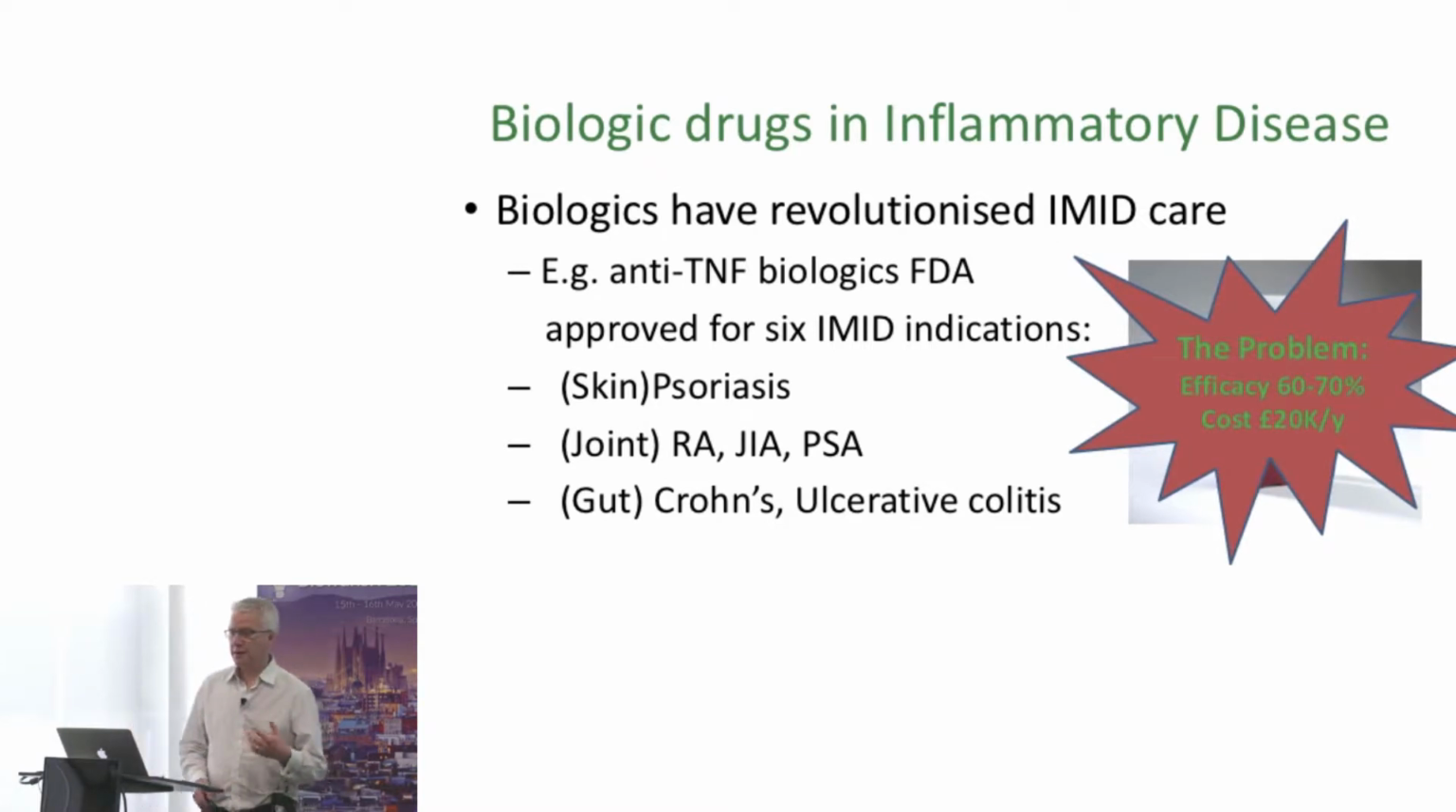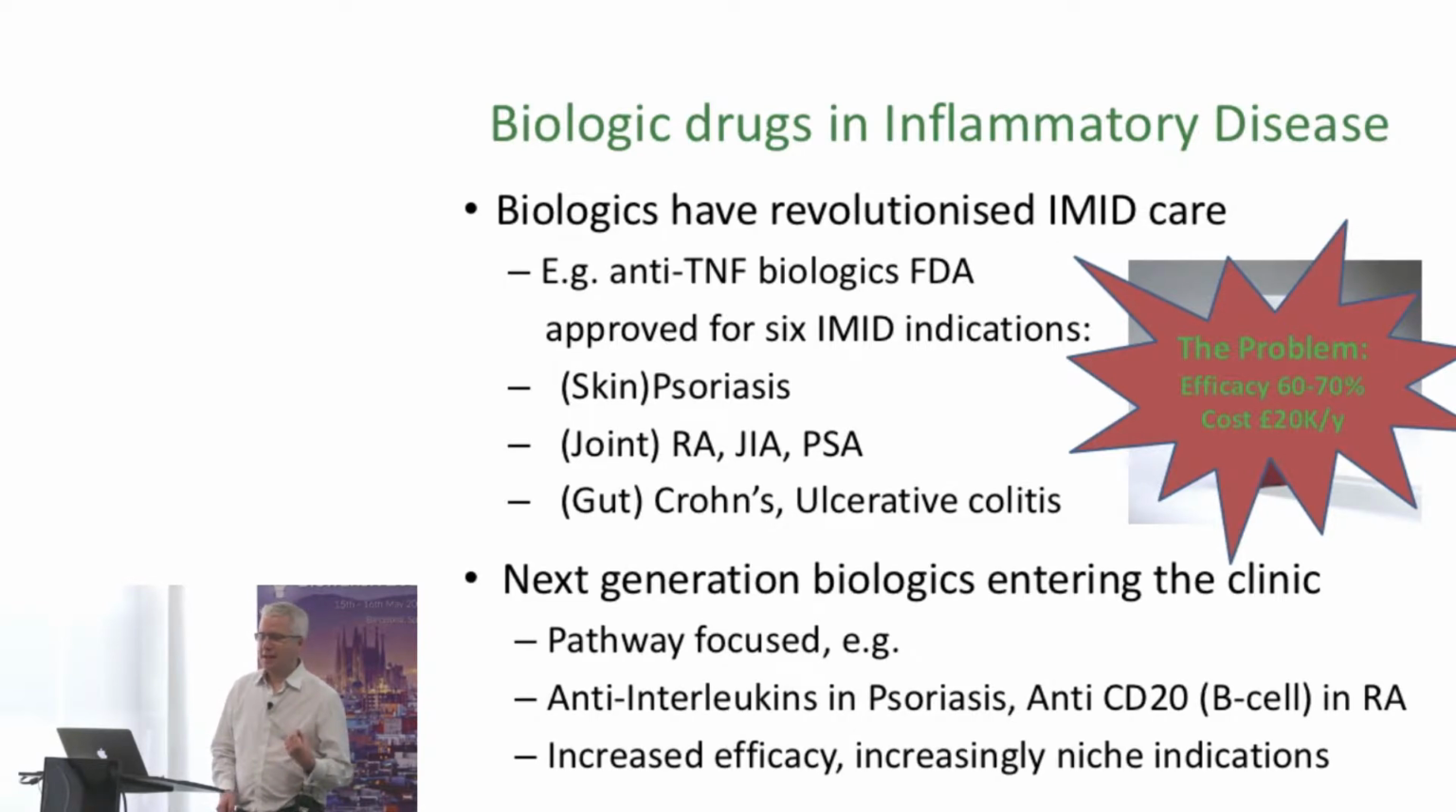And so the problem with anti-TNFs, although they are effective, they have 60 to 70% efficacy, which is much better than small molecules, things like methotrexate, but they're very, very costly. They cost about £20,000 a year, or €20,000 a year. And there's a next generation of biologics coming into the clinic, and these are much more pathway focused, looking at things like interleukins. They tend to be more effective, so they've got increased efficacy, but they're increasingly niche, and they're being used for specific diseases.